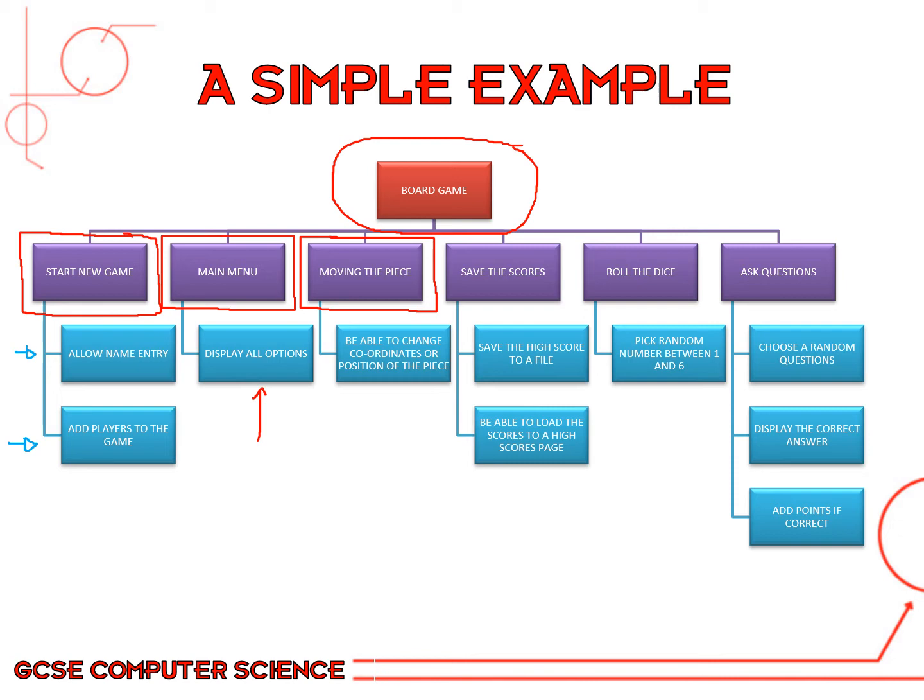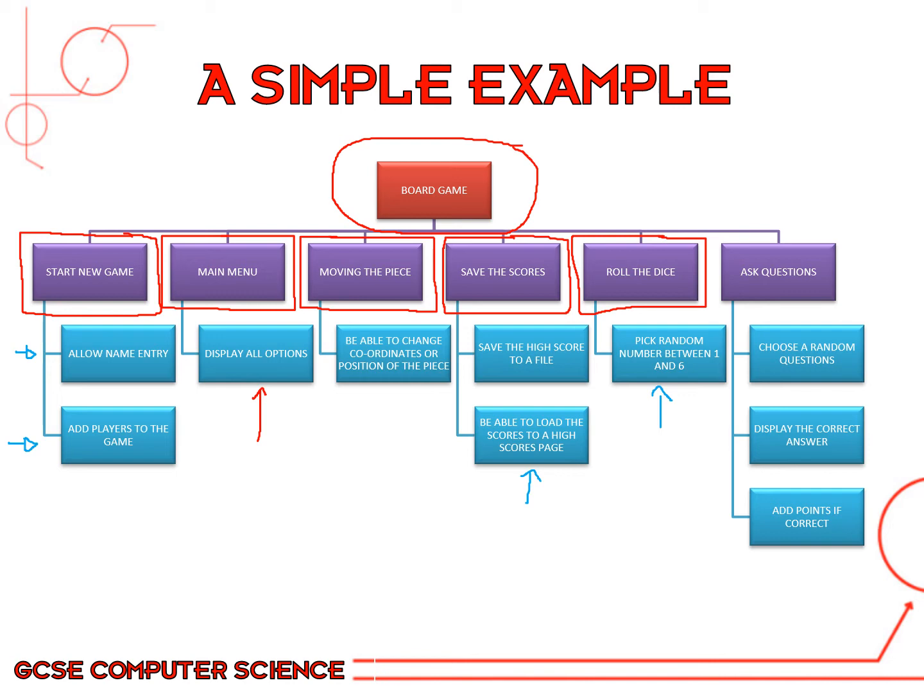Another thing that we could do is to save the scores. At the end of each game, we could save the scores to an external file. And one other thing we could do is be able to load those scores back in and display them on a high score page as well. We could also have a subprogram to roll the dice that links into something that we've already looked at in programming, which is to use random numbers. So a little subprogram to load random numbers between 1 and 6.